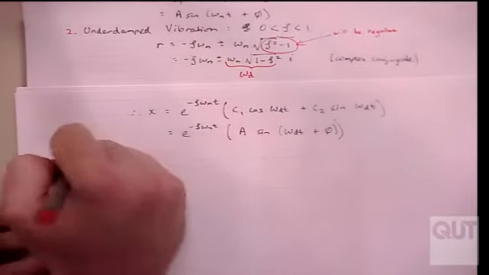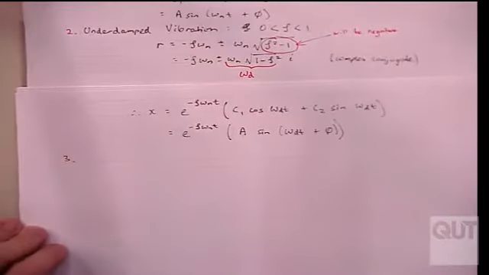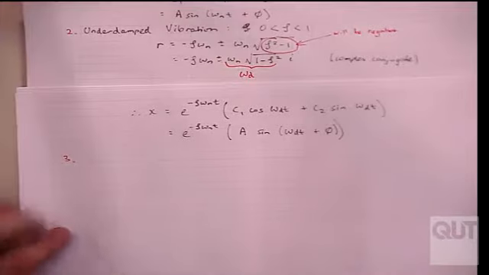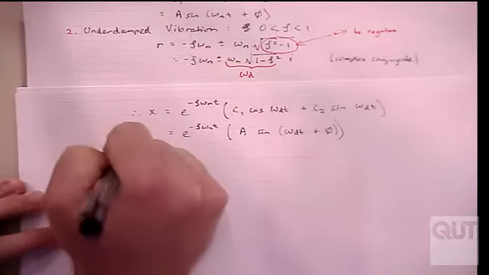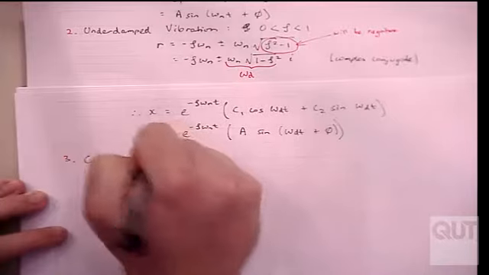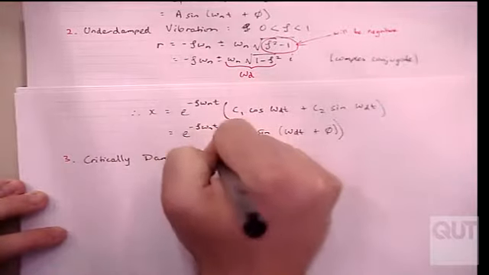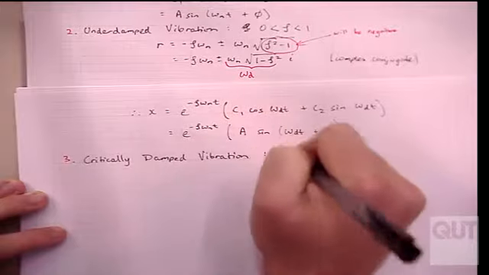Now the third type of vibration we can get is called critically damped vibration, which is when the damping ratio equals 1.